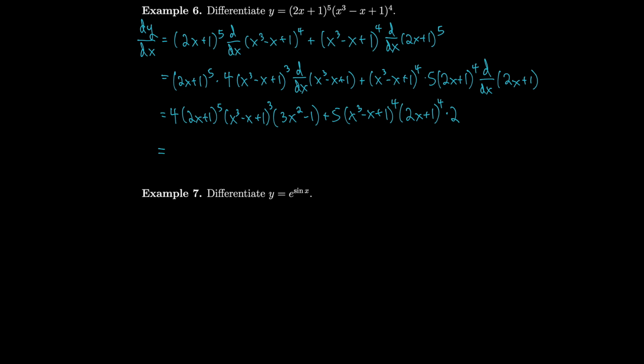Okay, so notice that there is a (2x plus 1) to the 4th over here, and there is also an (x cubed minus x plus 1) cubed in both of these guys. So we can pull that out, and there's a 2 in both. So we pull out 2 times (2x plus 1) to the 4th times (x cubed minus x plus 1) cubed, and we're left inside with 17x cubed plus 6x squared minus 9x plus 3.